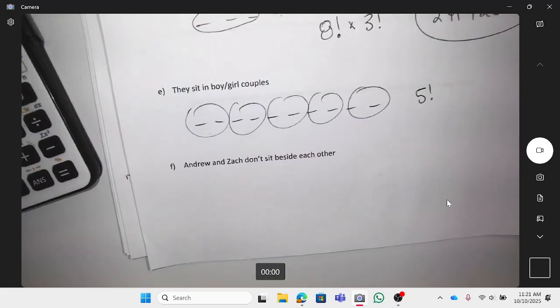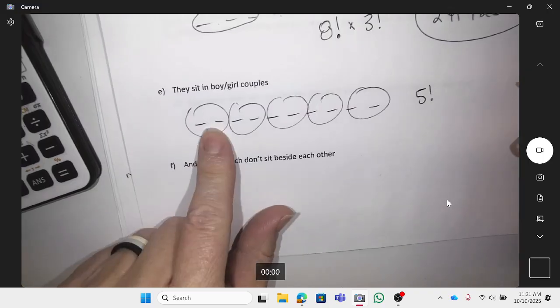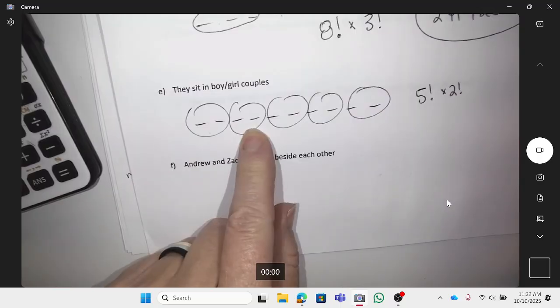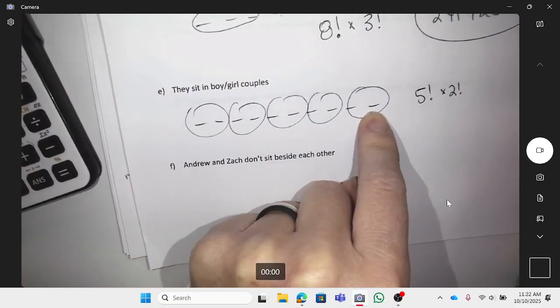Now I'm only moving 5 objects around. 5 couples get moved around. Okay? But what's happening within? So this couple could move around, flip-flopping. Oh, but so could this couple, and this couple, and this couple, and this couple.